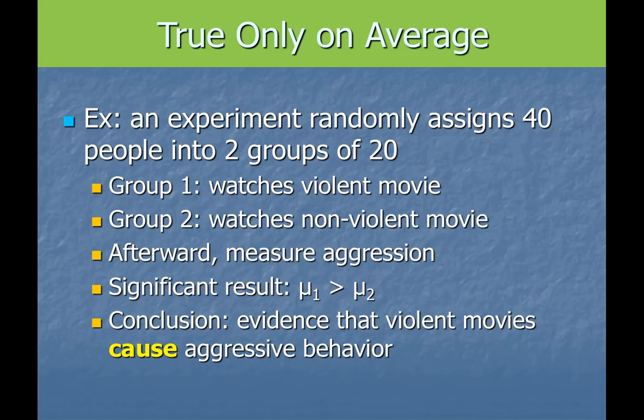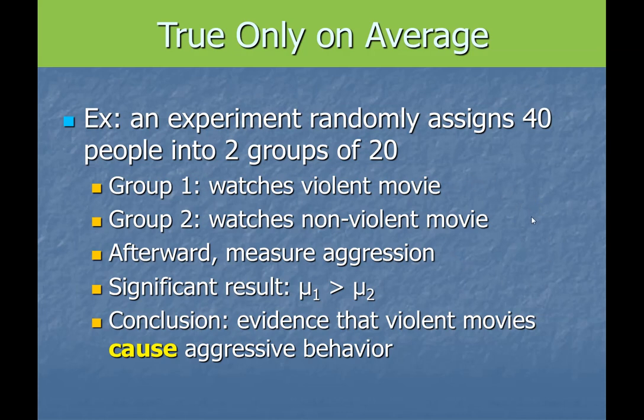So I want to give you an example of why this is an issue. Let's say we do an experiment where we use proper procedure. We randomly assign 40 people into two groups of 20. Group one watches a violent movie. Group two watches a non-violent movie that takes the same amount of time. So it's like my experimental group and my control group, where they're doing something similar but without the violence. Afterwards I measure aggression. As we know, there are many ways we could measure aggression, like whether or not you punish someone in a competitive task with a loud noise, or whether you get in fights, but we have some way of measuring aggression.